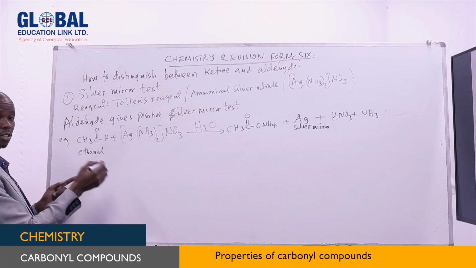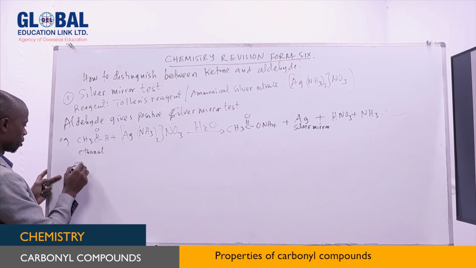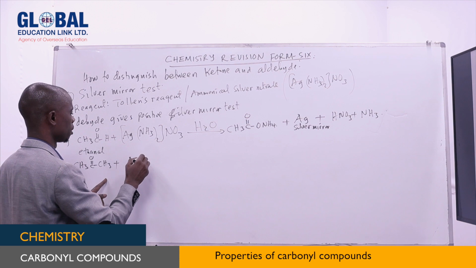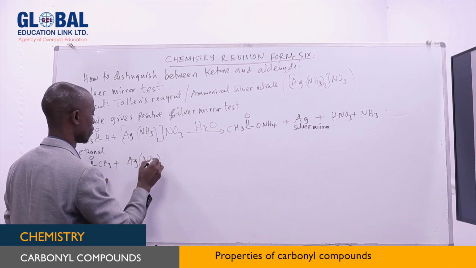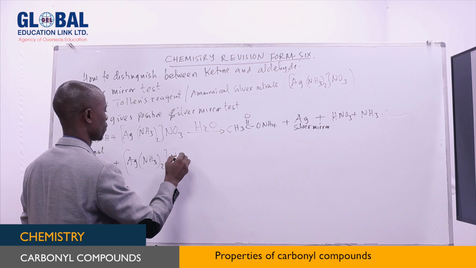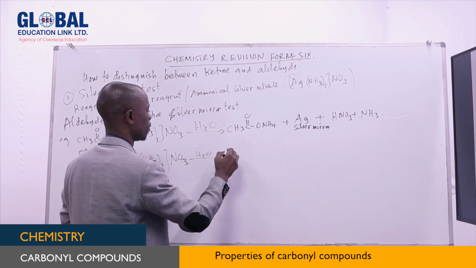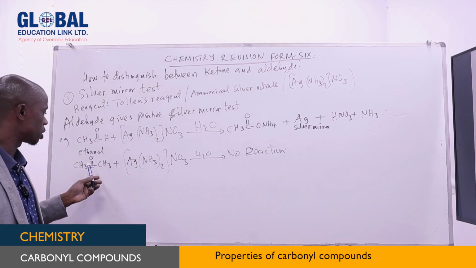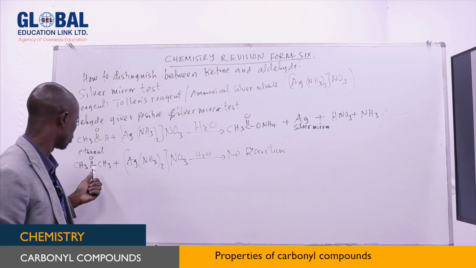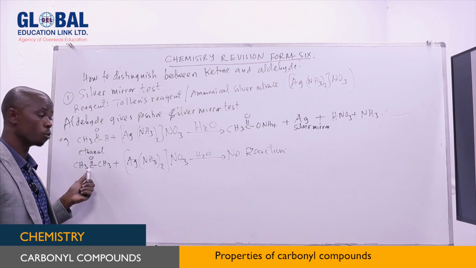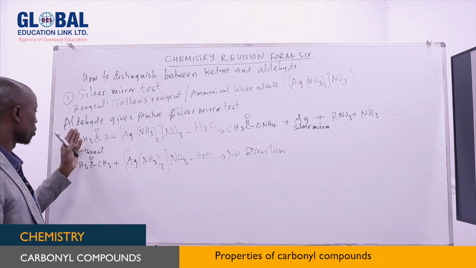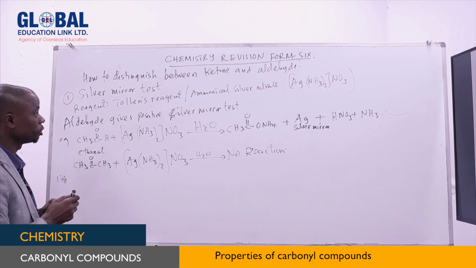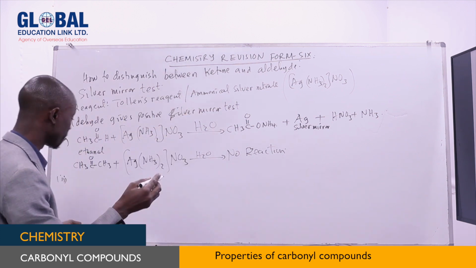But when we take, for example, this one, propanone, reacting with this reagent, there is no reaction because ketone resists oxidation. It lacks a hydrogen on the carbon atom containing the carbonyl group. So this one resists oxidation. So here you can distinguish between them by using the silver mirror test. The second way of distinguishing between ketone and aldehyde is by using Fehling's solution.